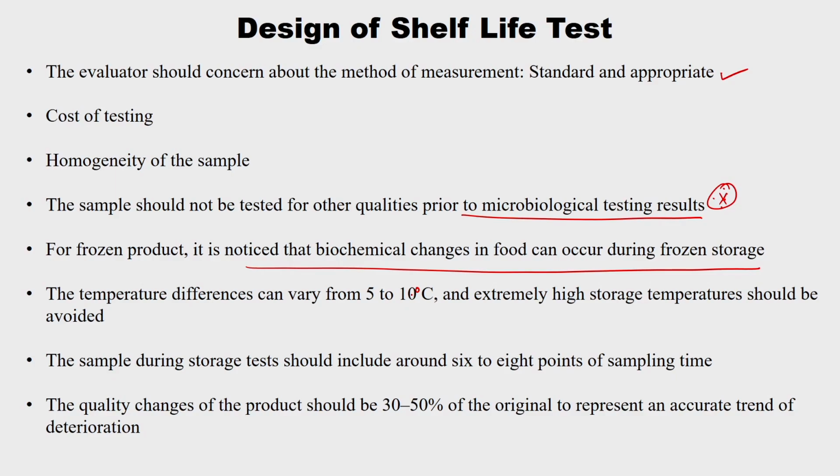And the sample during storage test should include around 6 to 8 points of sampling time, right. The statistical count should be taken care of, and the quality change of the product should be 30 to 50% of the original to represent an accurate trend of the deterioration. Actually, when we go for shelf life test, we need to ensure at least 30 to 50% of the real life conditions has been taken into account during shelf life test.